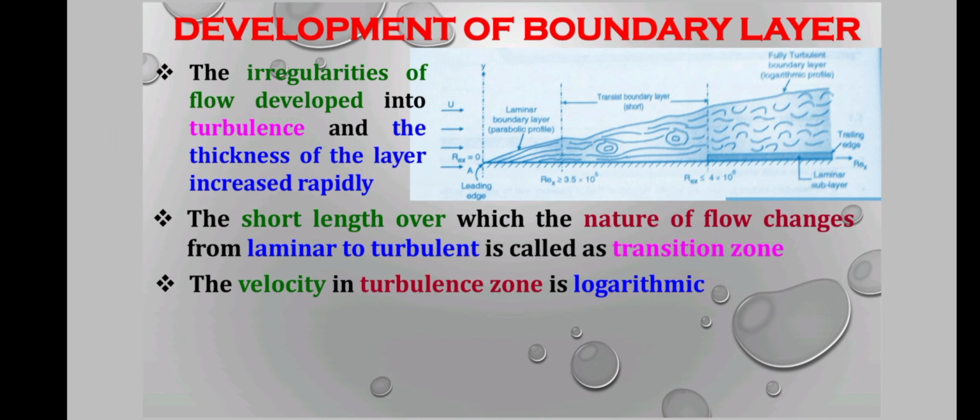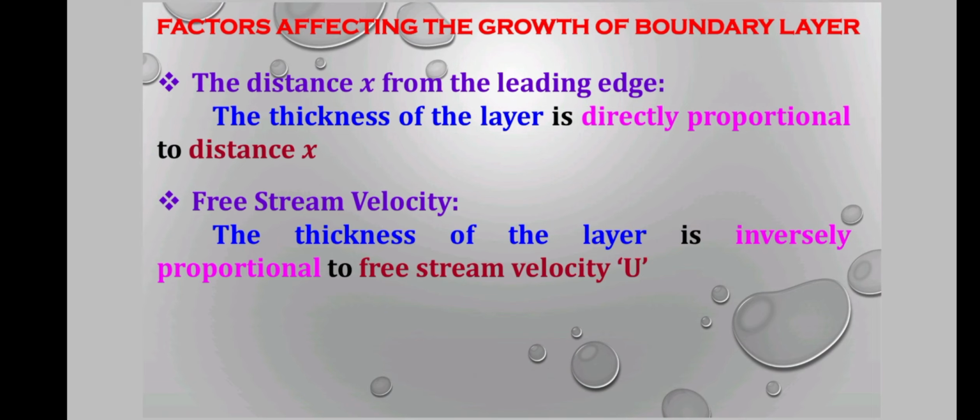The irregularities of the flow develop in the turbulence and the thickness of the layer increases rapidly. The short length over which the nature of the flow changes from laminar to turbulent is called the transition zone. The velocity in the turbulent zone is logarithmic. We have already seen that.